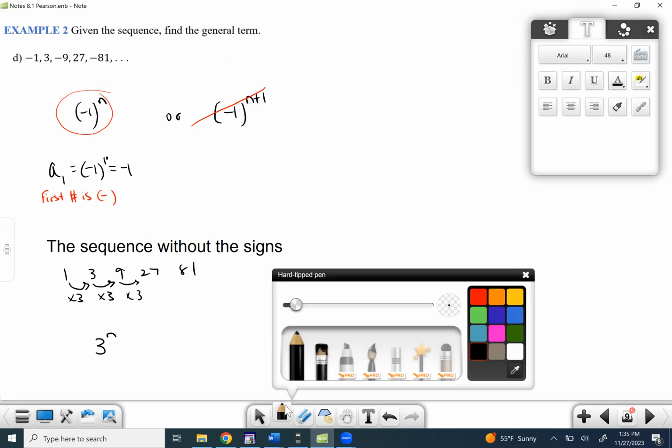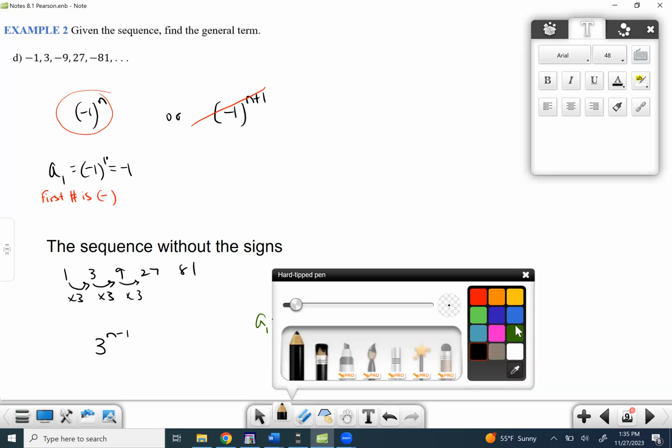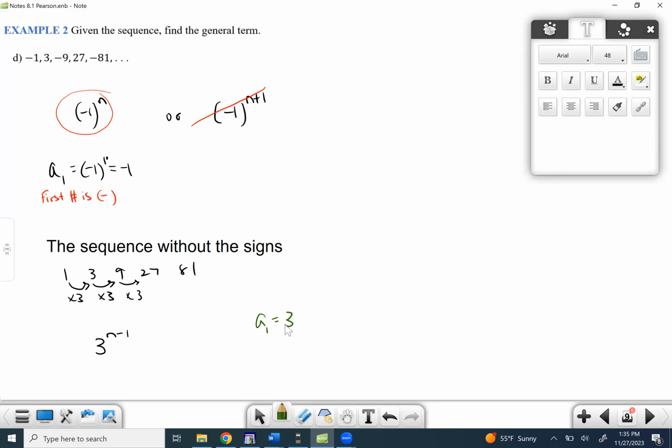So we know it's going to be 3 to some power, but this one's not going to work because when I check it and substitute in for the first term, if I substitute in a 1, I get 3. But I don't want to get 3. I want to get 1 for the first term. So this is when we have to do the fudging, okay? So if I subtract 1 from it, because 3 is actually the second term, so subtracting 1 from it should work. Let's see if it does. 3 to the 1 minus 1 gets us 3 to the 0, which indeed is 1. Okay, so this is the correct formula to generate the terms without the signs.